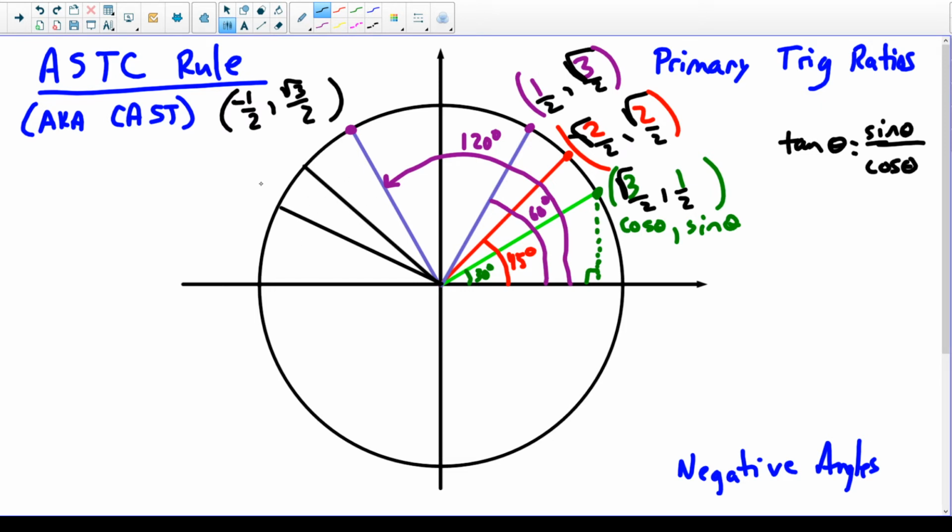So without changing the color of each one, that means that the next angle, I'm just going to put a dotted line going all the way to that one. The next angle is 180 minus 45, which is 135 degrees. So 135 degrees would have the exact same coordinates as 45 degrees.